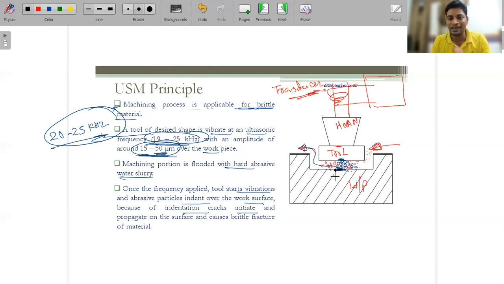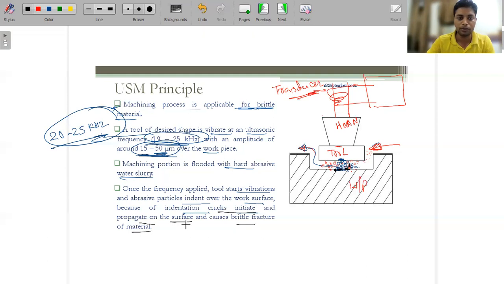Once the crack is initiated, for example by this third particle which is in contact with the workpiece, other random particles are also in contact with the third one. If the third moves, another will come into that position. They already have amplitude, they are vibrating, so they will try to propagate those cracks. So initially, because of the indentation, cracks initiate and propagate on the surface, causing brittle fracture. This is basically the principle of how the material is removed in the USM process.